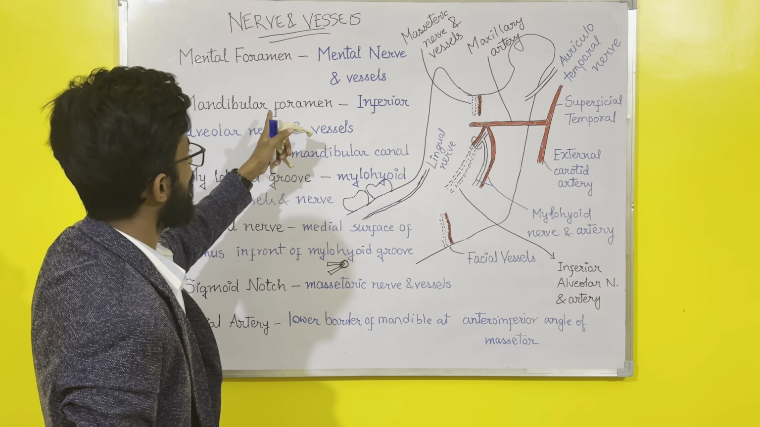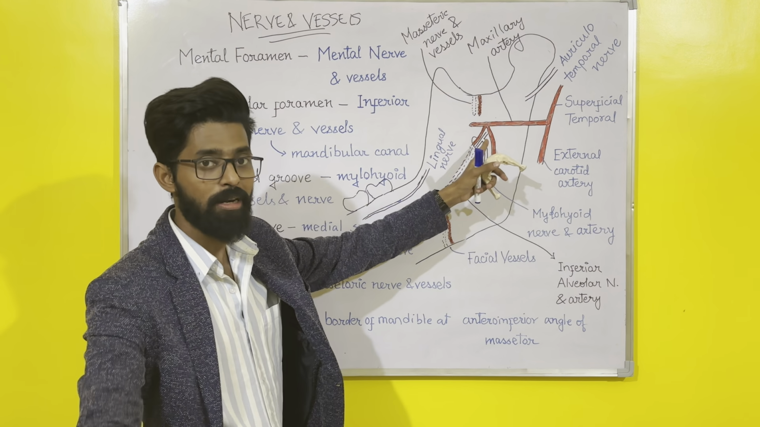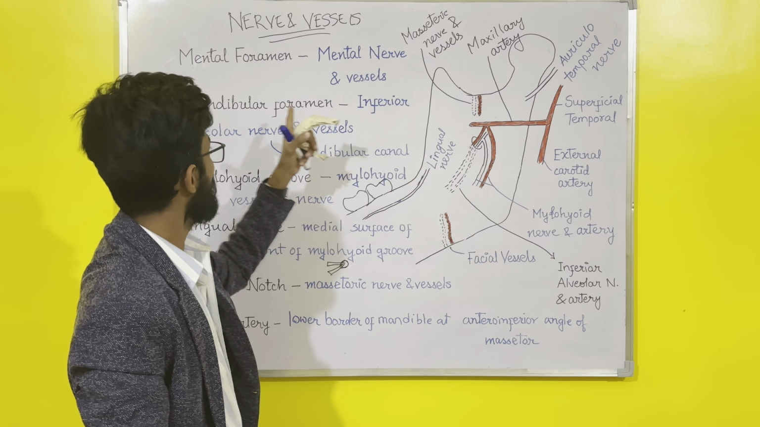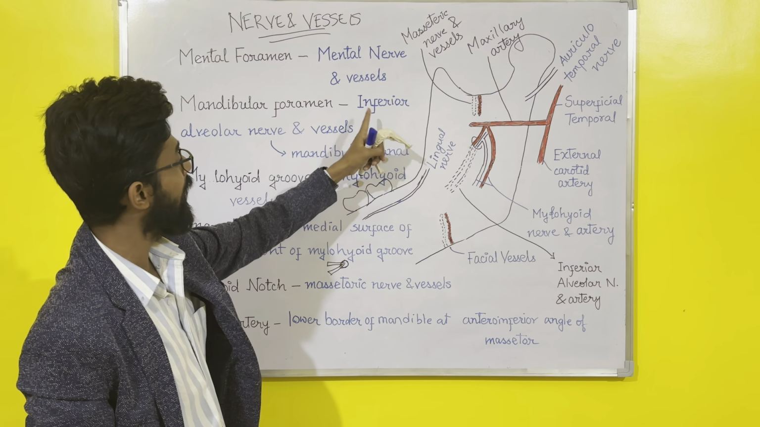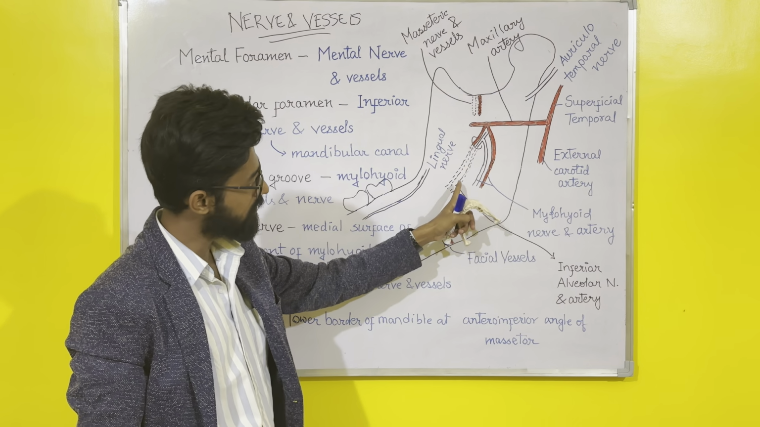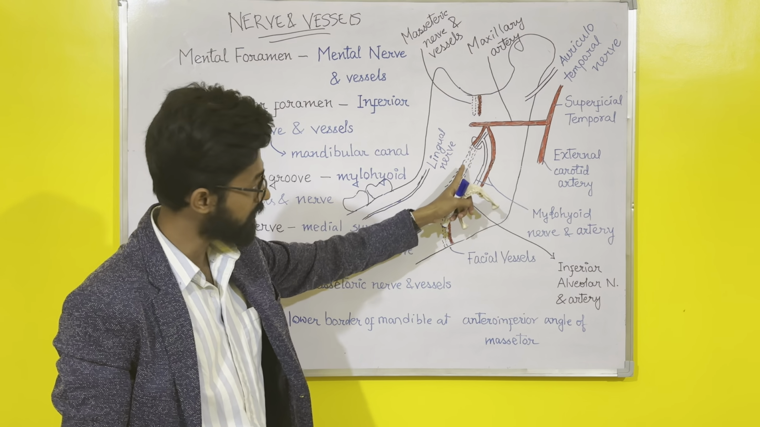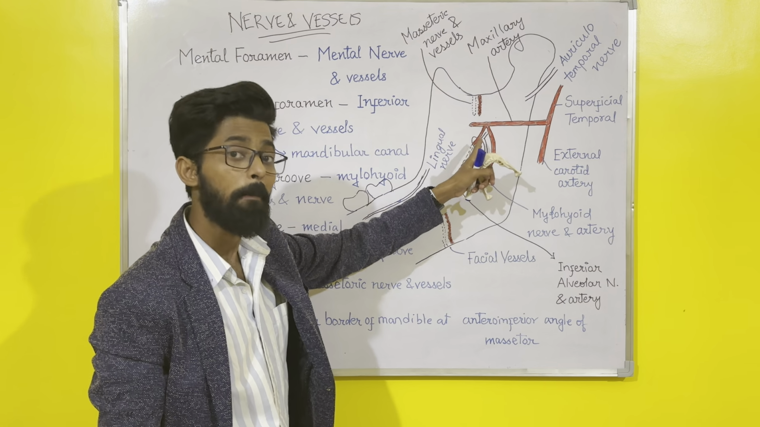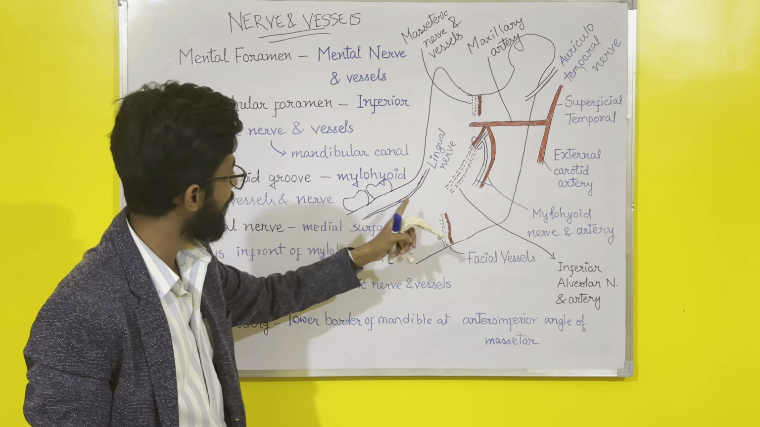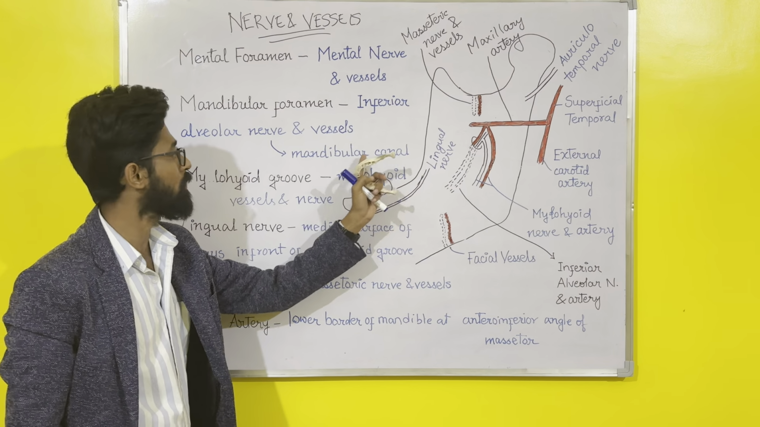Second is the mandibular foramen. So this is the mandibular foramen. Mandibular foramen is present on the inner surface, so it is marked in bold lines. Mandibular foramen transmits the inferior alveolar nerves and vessels. I have marked it here. This is the inferior alveolar nerve and vessels that are transmitted through the mandibular foramen, and they pass through the mandibular canal.